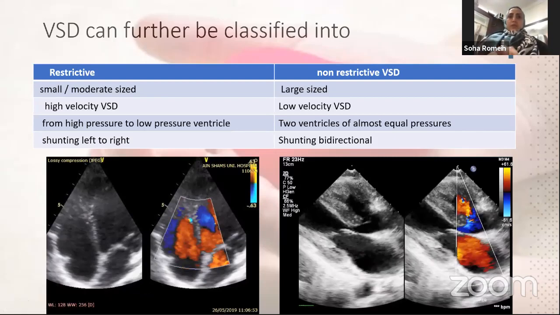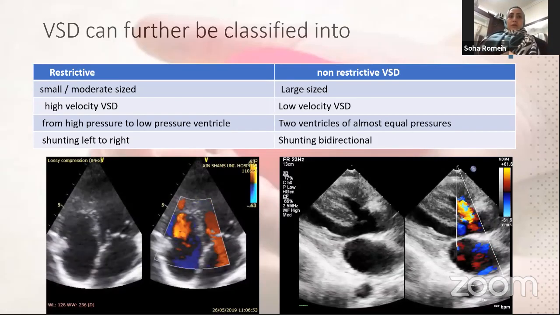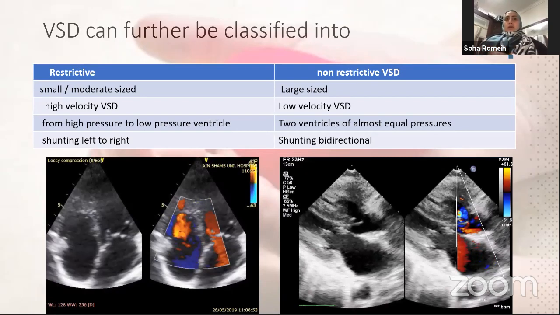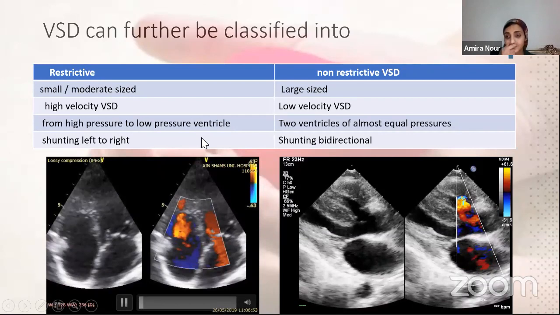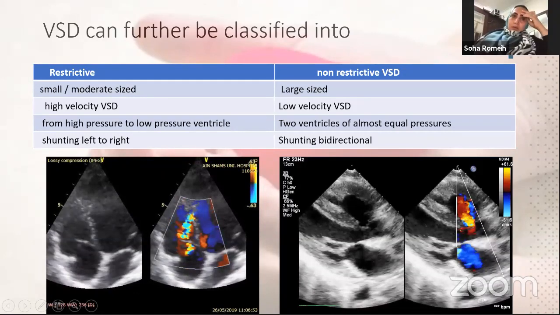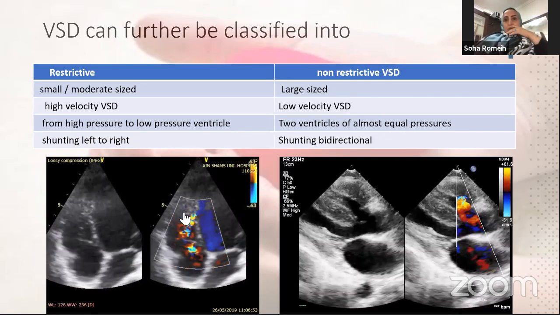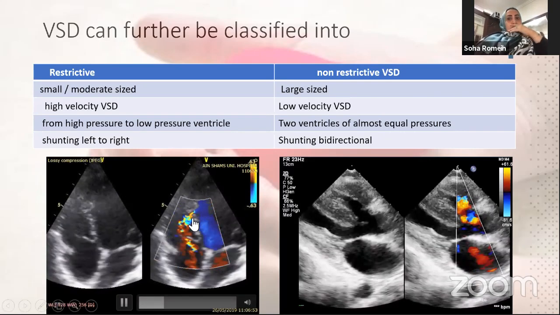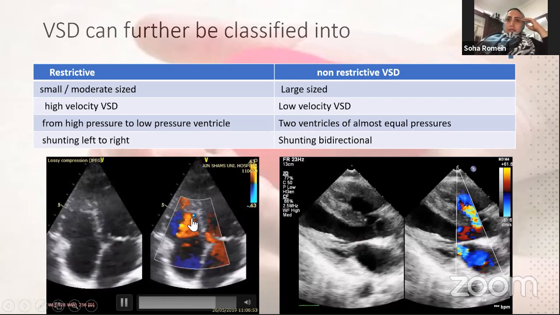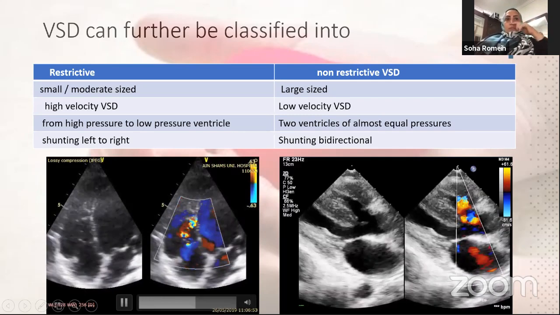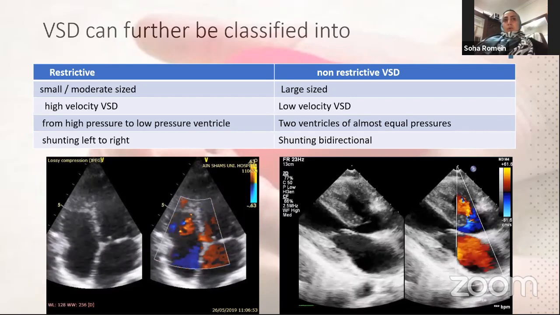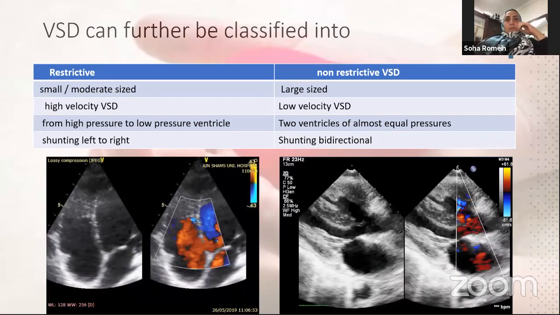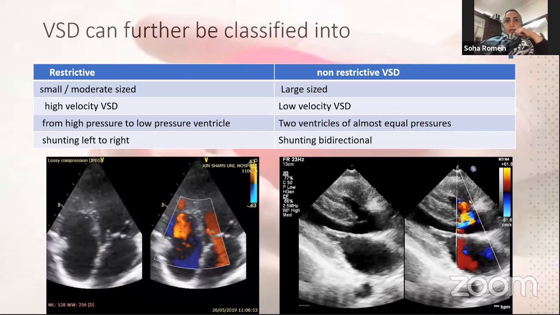Regarding the photos that I see on the presentation, Amira, you mean? Yes, the presentation and the size. Actually, on the left side, this is the apical four view, and the probe is towards the apex of the heart. So we see in the septum the flow has more or less blue color. This means that it's going away from the probe, so it's from the left to the right.